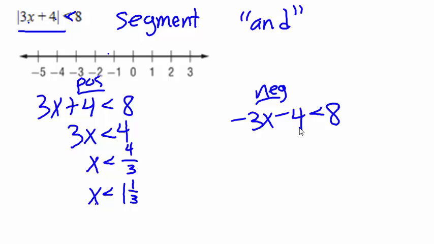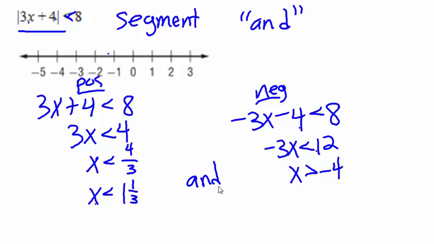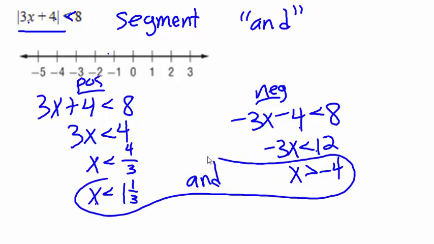For the negative branch, we want to add 4 to both sides, which will turn our 8 into a 12. Then we have to divide by a -3, and of course, when we divide by a negative number, the direction of the inequality sign will switch, and then 12 divided by -3 is -4. We can join these two solutions with the word and, and we can plot it on the number line.